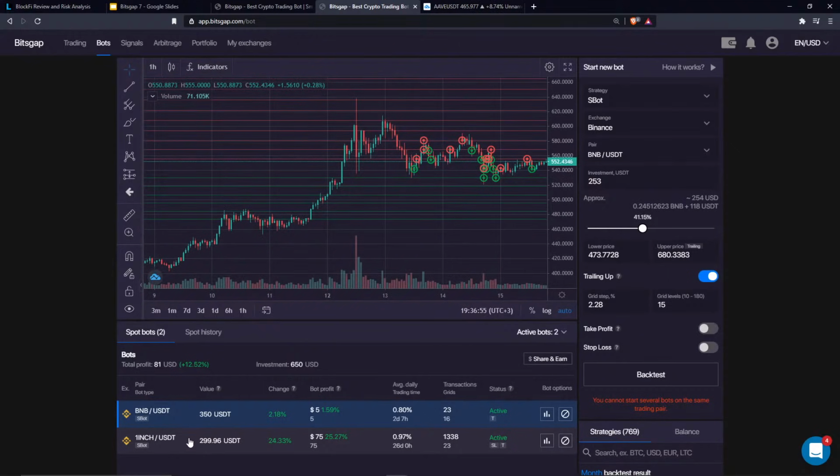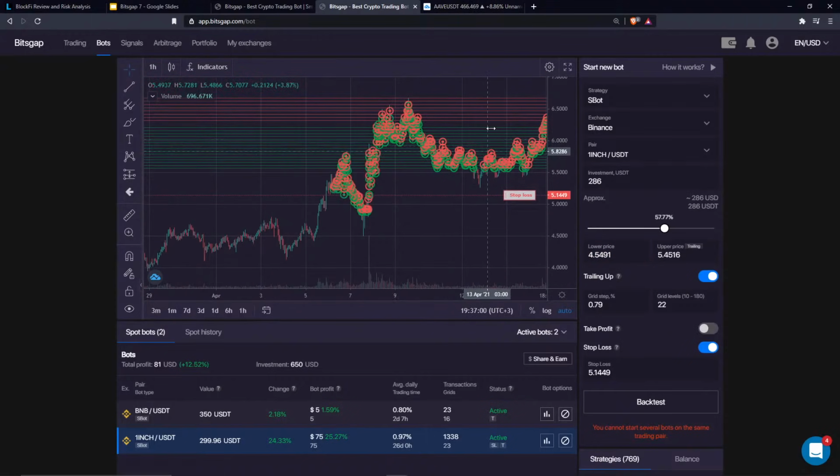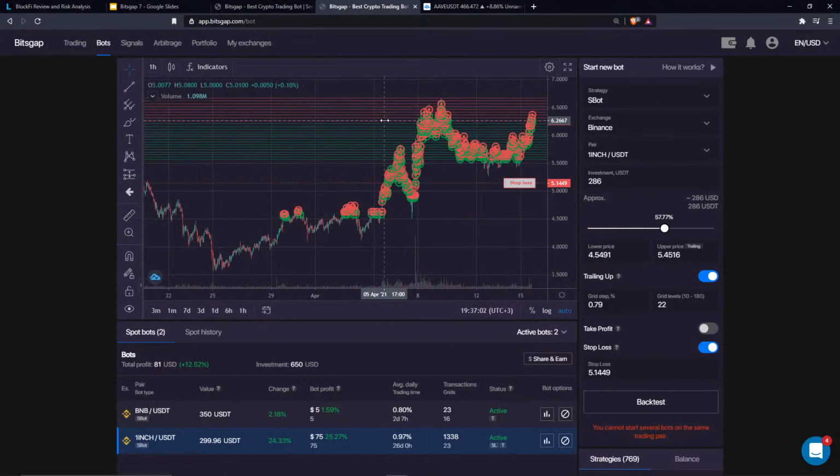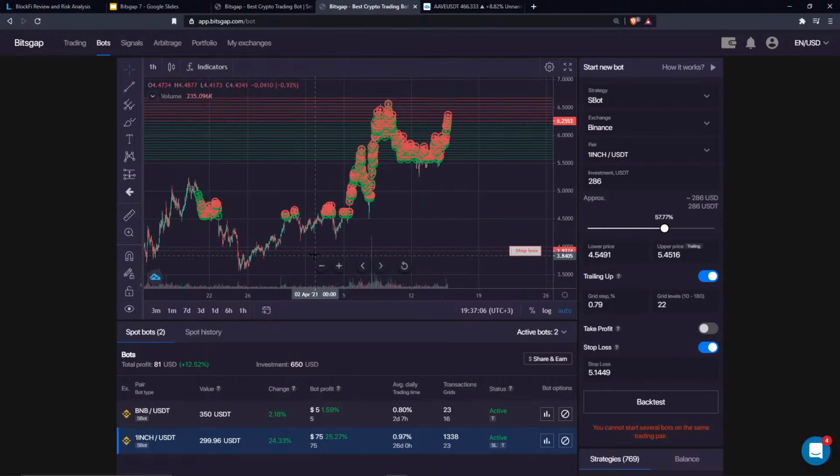So the cool thing about 1inch is that it has managed to make 25% for me so far. Initially my stop loss, I think, was set somewhere around this area. I started over here, and my stop loss was around this area. I'm not sure exactly, and I do not remember where it was initially, because from time to time I adjust my stop loss.